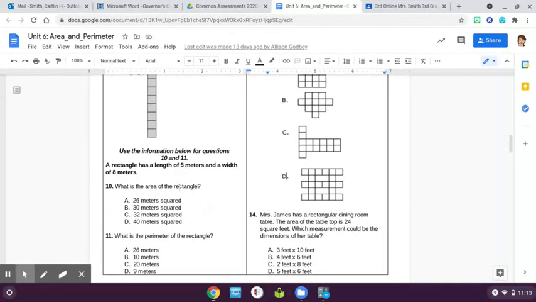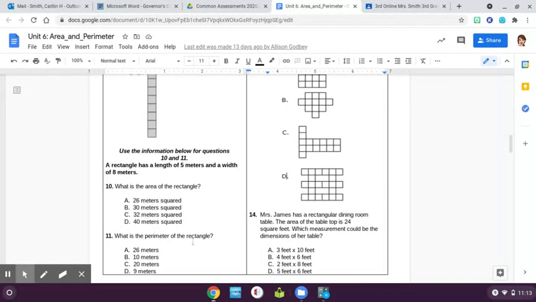Question 10. Use the information below for questions 10 and 11. A rectangle has a length of 5 meters and a width of 8 meters. Okay, what is the area? So remember, for area we do length times width. So you're going to take the length here, 5 times 8.